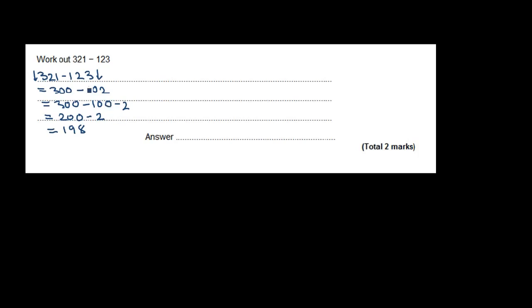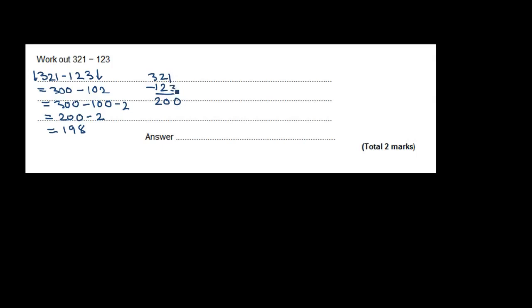Okay, what other methods have we got to try this out? Well, let's try a column method. So we've got 321 over 123, and this time we'll go from left to right and just see where that gets us. Okay, so we'll start with 100 here. Take that from 300, gives us 200. The 2 from 2 gives us 0, so we don't need to write that down even.